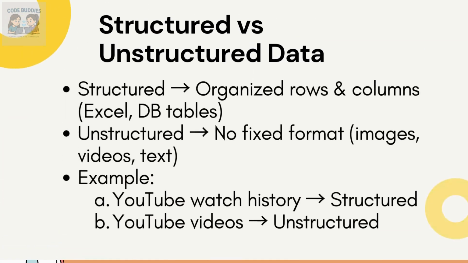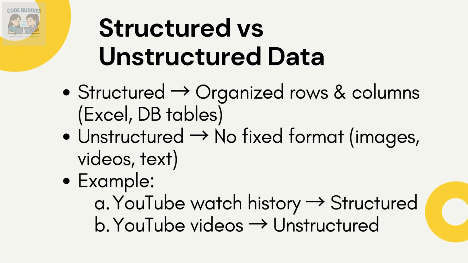Structured versus unstructured data. Not all data comes neatly packed. Structured data is organized into rows and columns, like an Excel sheet or a Google Sheets document. You can easily search, sort, and filter it. Unstructured data is messy. Think images, videos, free text, social media posts. There's no fixed structure to it. For example, your YouTube watch history list, structured. The actual YouTube videos, unstructured. As a data analyst, you'll mostly work with structured data, but unstructured data is a goldmine for advanced analysis, like AI.